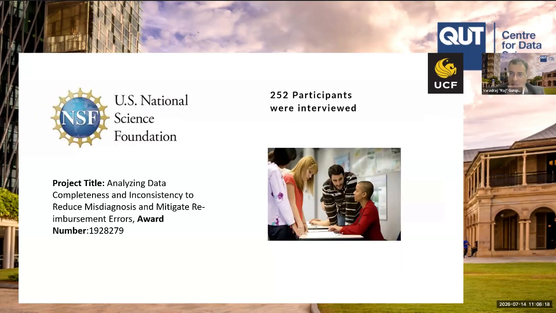So then, going back to 2019, we got a $50,000 grant from the National Science Foundation in the United States to figure out if data incompleteness and inconsistency is a problem leading to misdiagnosis or reimbursement problems with patients. And we interviewed 252 participants across the electronic health record ecosystem, or should I say the healthcare ecosystem. And we got a lot of interesting facts.